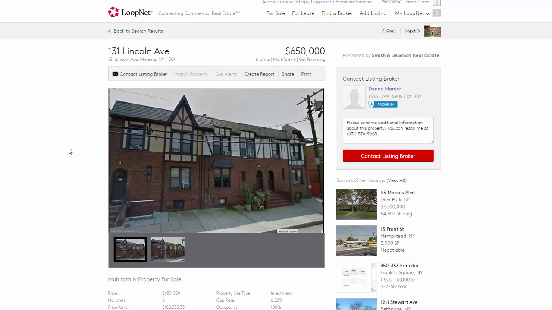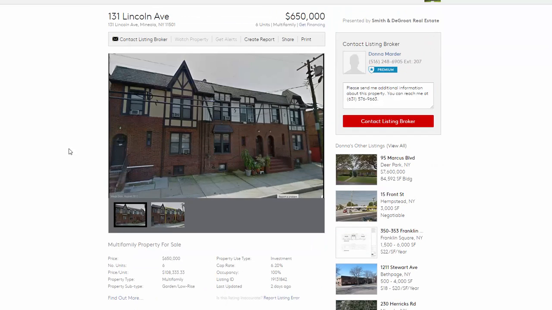So that is the quickest way that you could find your first investment property. I showed you how to do the numbers.